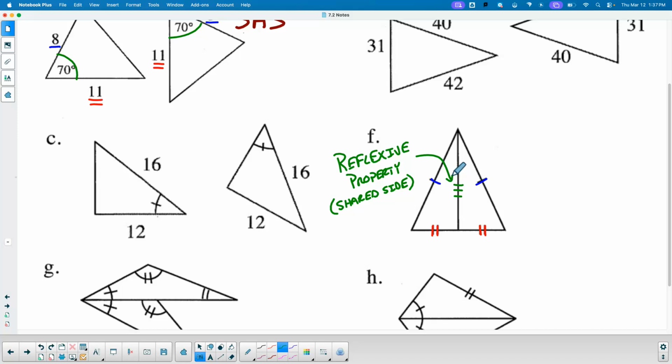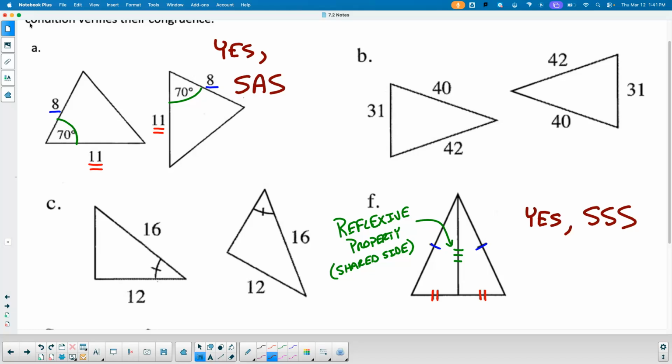If you think about it, when you look in the mirror, you're the same size. That's where it comes from. This is just looking in a mirror. It's been reflected over that side. All right? So are those triangles congruent? Yes. What's the property? What's my three letters? SSS. Yep. You do the other four. Go for it.